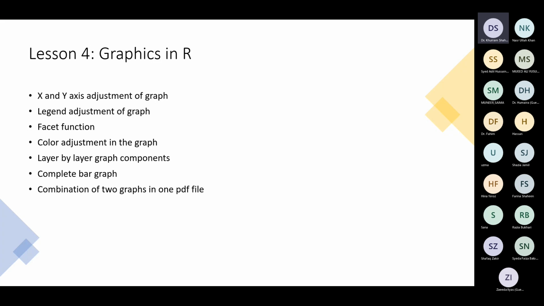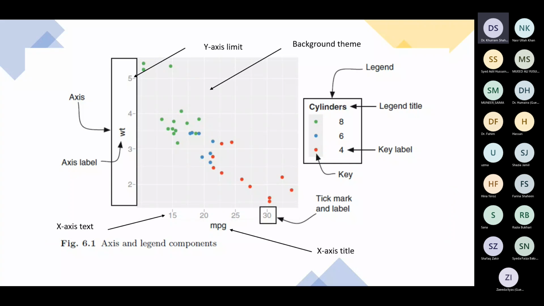Then there is the complete bar graph. Today we will make a complete bar graph and a combination of two graphics in one PDF file, and we will see that. So this is our lesson for today, and these are all the graphic adjustments and graphics things in R. So this is the graphic components.